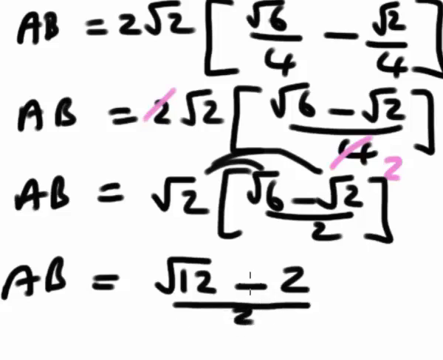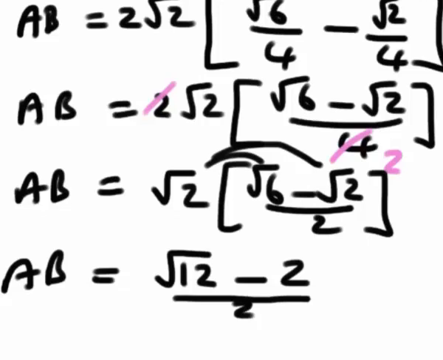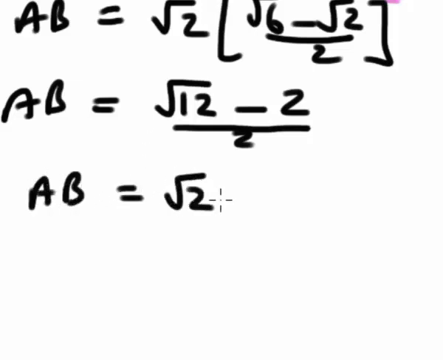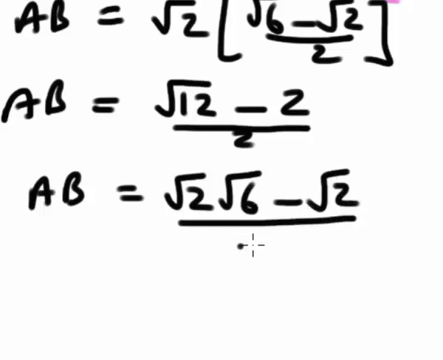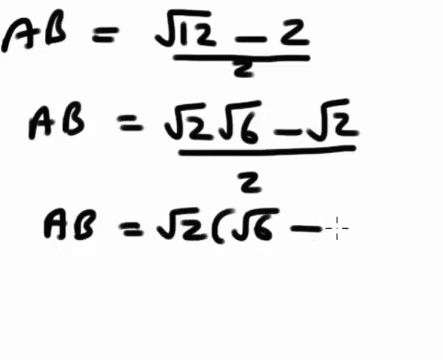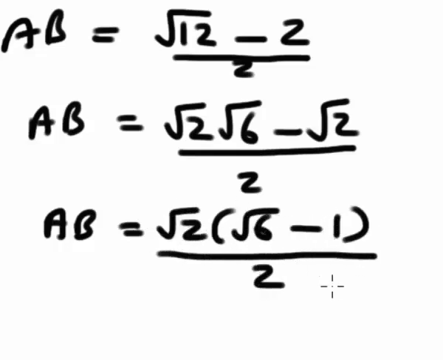And if you want to, you can simplify it a bit further. Instead of doing root 12, we can keep it as, watch this, root 2 root 6 minus root 2 all over 2. Then, if you think about it, AB is equal to, you can haul out the square root 2 and you're left with root 6 minus 1 all over 2. That's one way of doing it.